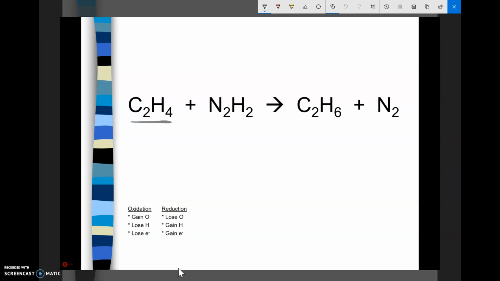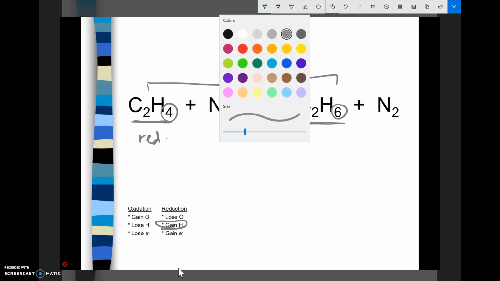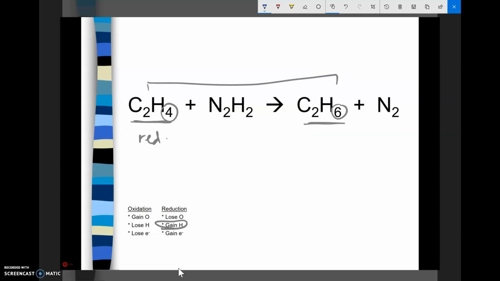Let's compare the carbon on the left side to the carbon on the right side. Notice here we have 4 hydrogen atoms, and right here we have 6. So if we compare those two, we have an increase in hydrogen. If we have a gain, that is going to show reduction. So that substance is reduced, the C2H4.